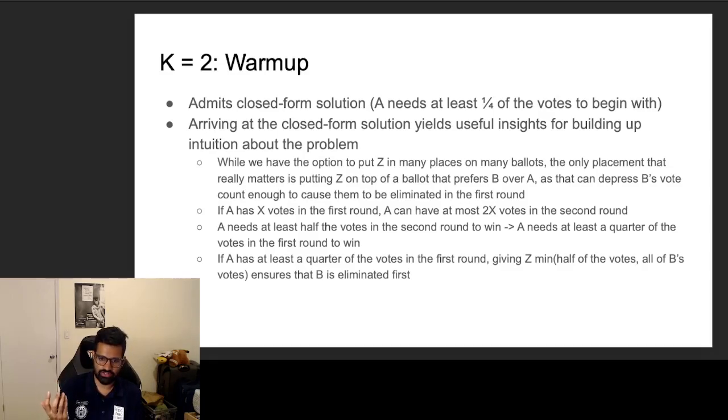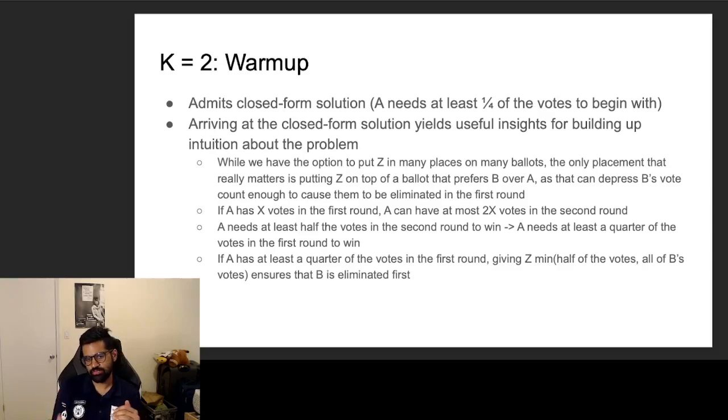However, because there's only one kind of decision you need to make, how many BA ballots are moved to candidate Z, you can do some algebra and figure out that candidate A wins if and only if they start with at least a quarter of the first place votes. So that's K equals 2.